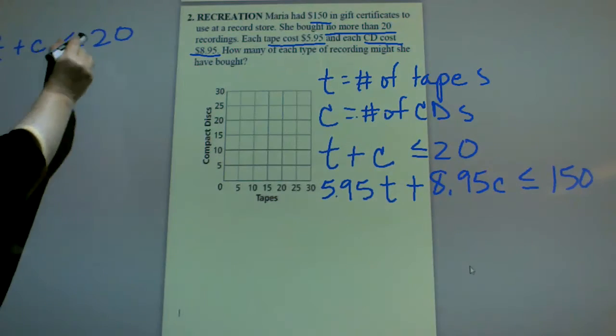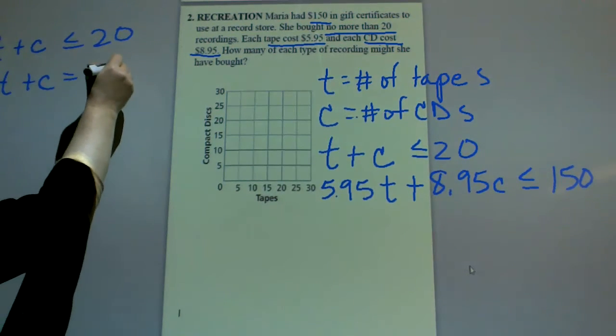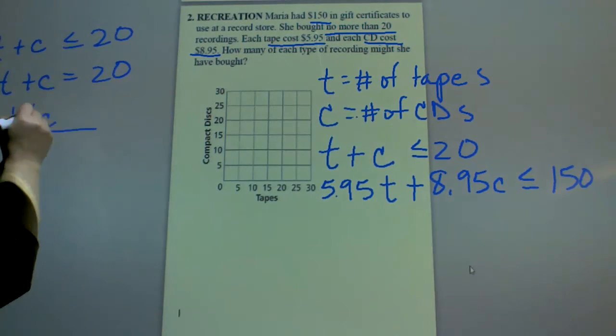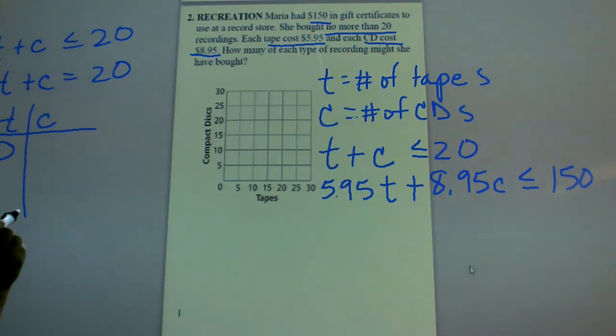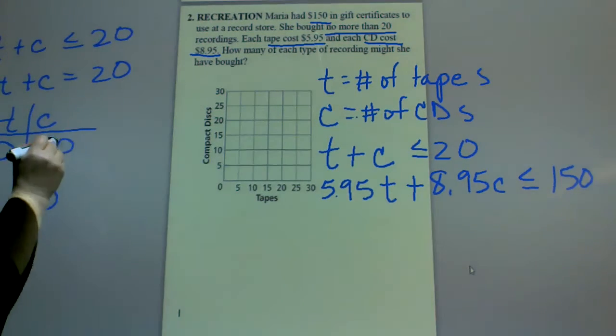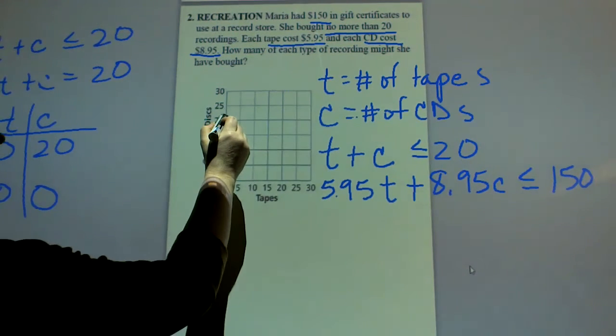So we know it's going to be equal to, so we can just write equals 20. And we can just make a table, T and C. I'm going to put 0 in for T and 0 in for C. So if I put 0 in for T here, I get C is 20. If I put 0 in for C, I get T is 20. So far we have 0 and 20, and 20 and 0, that was pretty simple.